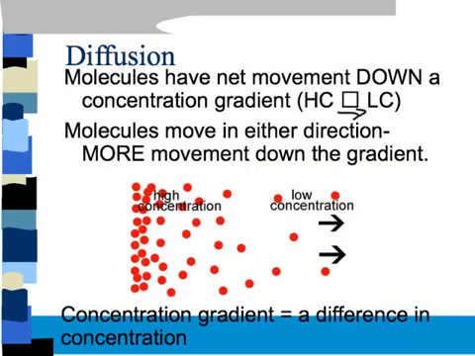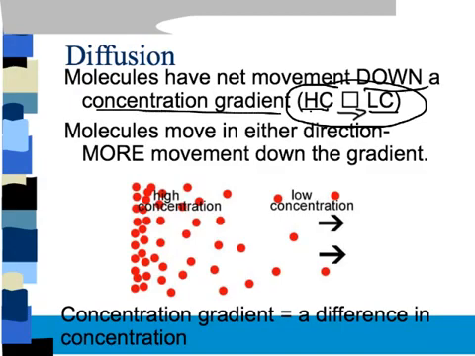Okay. So diffusion is this concept we've been talking about, how we have molecules using no energy, because it's passive transport, to move from an area of high concentration to low concentration. So when we say they move from high concentration to low concentration, and again, that's what this arrow pointing right means over here, we say they have a net movement down their concentration gradient.